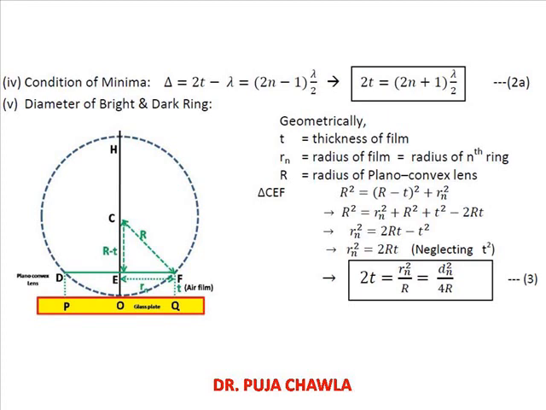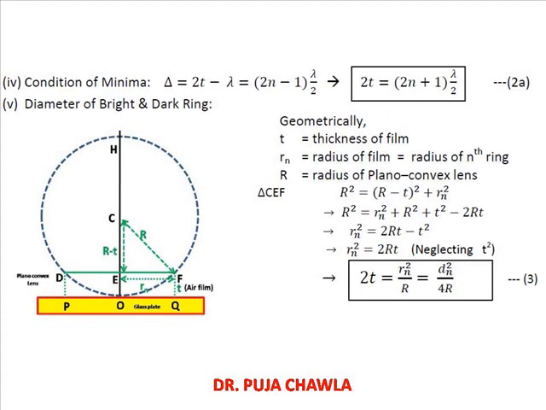Hypotenuse: R square equals (R minus t) square plus rn square. Open the square, then cancel the common term from both sides. R square would cancel out. t square is very small because the thickness of the air film is very small. Its square would be very small and may be neglected.